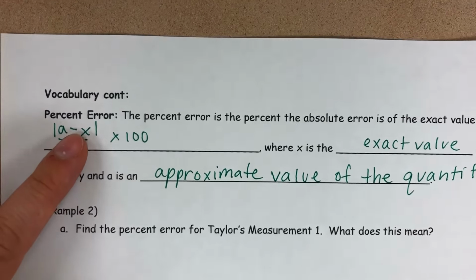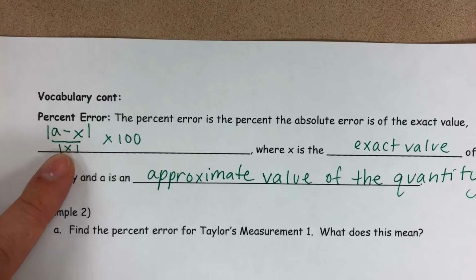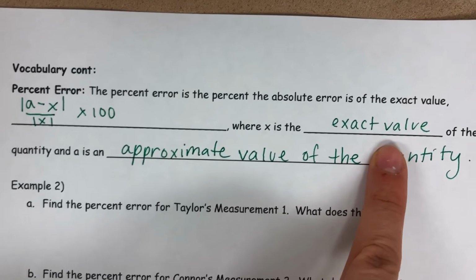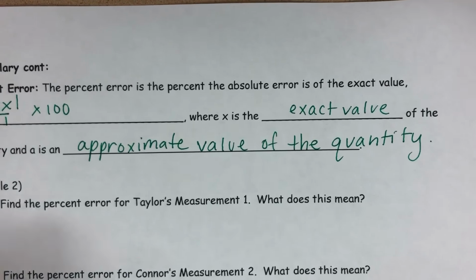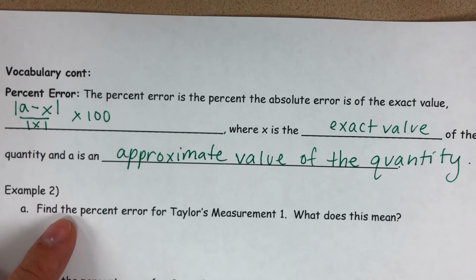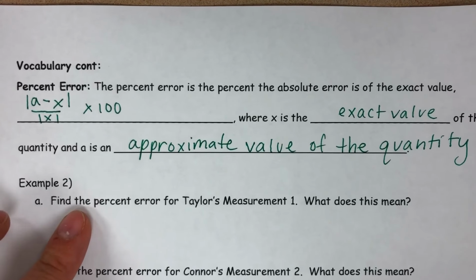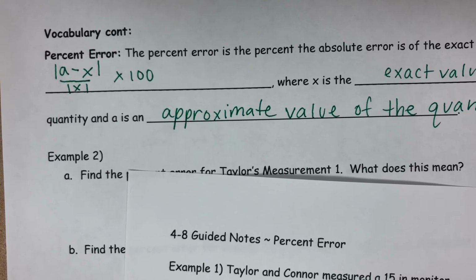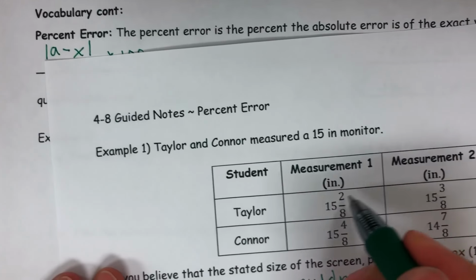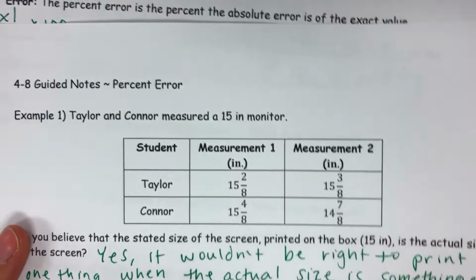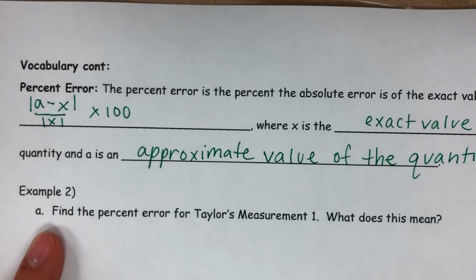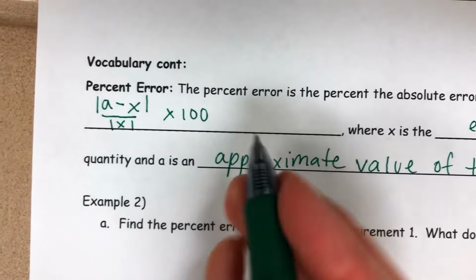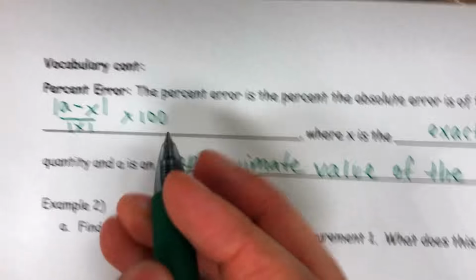So once again, the absolute value of A minus x divided by the absolute value of x times 100, where x is the exact value of the quantity and A is an approximate value of the quantity. Find the percent error for Taylor's measurement 1. What does this mean? Okay, so we're going to look back up at Taylor's measurement 1, which was, if you look on the front side, 15 2/8 inches. So to find the percent error for Taylor's measurement 1, we need to do the absolute value of A minus x.